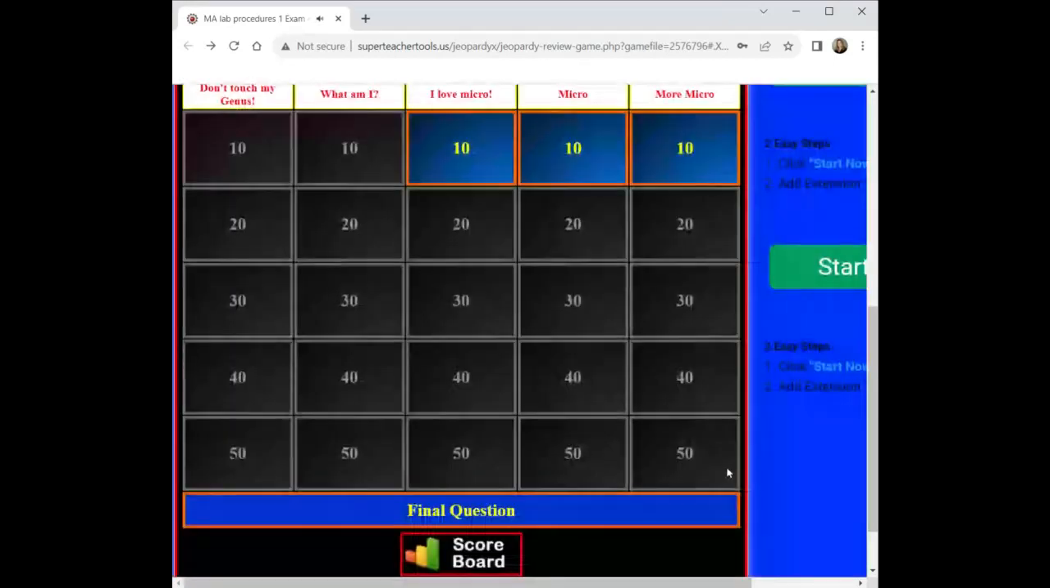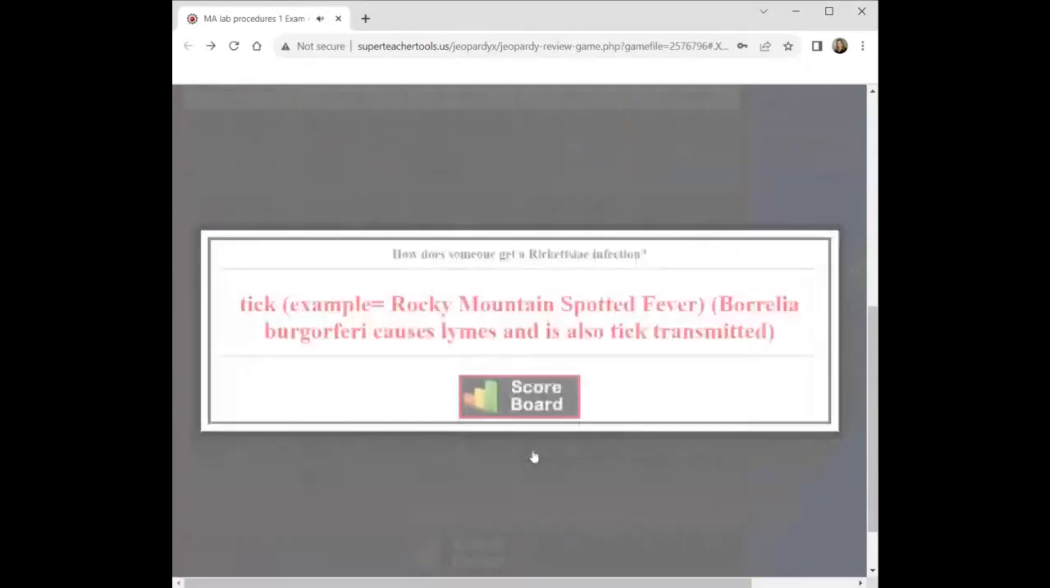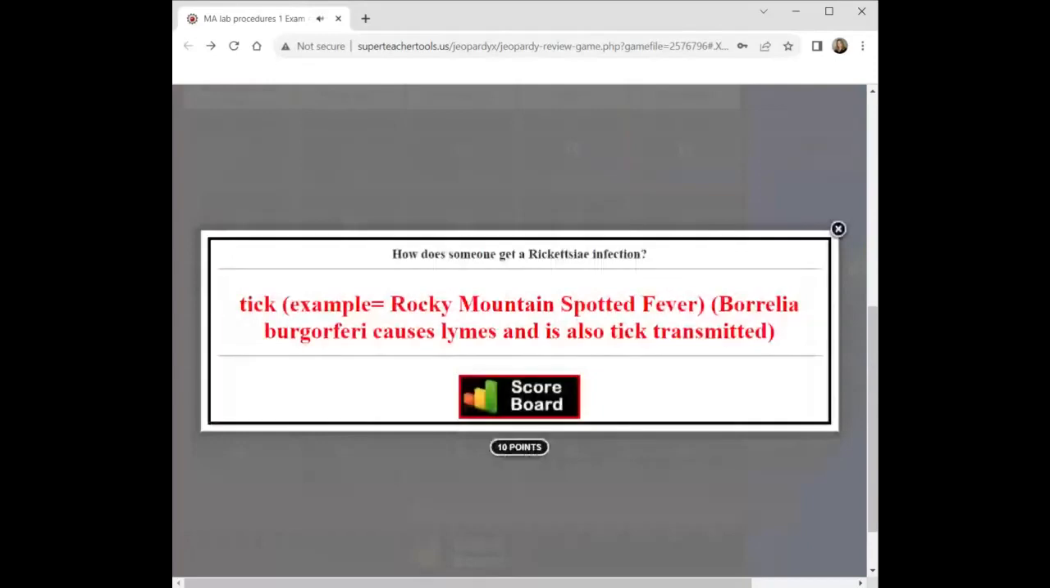Okay, team 3, Jenny and Madeline. Jenny, you pick. They're pretty much all the same. I love micro 10. Yay, I do too. Okay, how do you get a rickettsia infection? So that's a tick bite. Yep, tick bite. An example is Rocky Mountain spotted fever. So that one is caused from Rickettsia rickettsii. Borrelia burgdorferi causes Lyme disease and is also tick transmitted. Very important information.